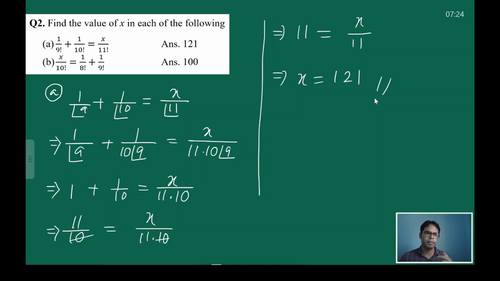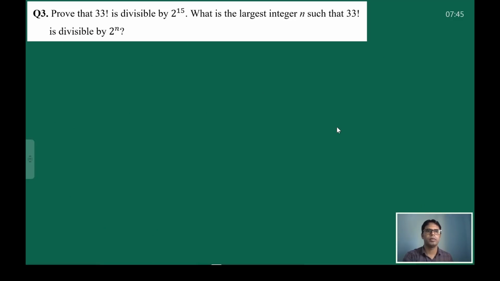And the second question, number B, is exactly a similar type of problem as A, and here in question B you just express all the factorials, that is factorial 10, factorial 9, in terms of factorial 8. Then do it like this problem, you will get the answer, and the answer will be 100, which is given in the question. Now let me take the next question.